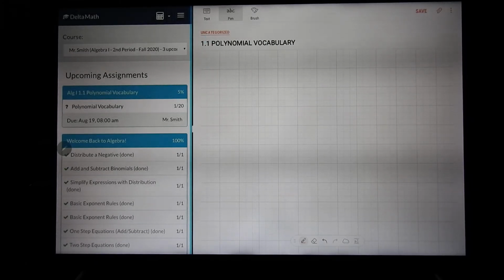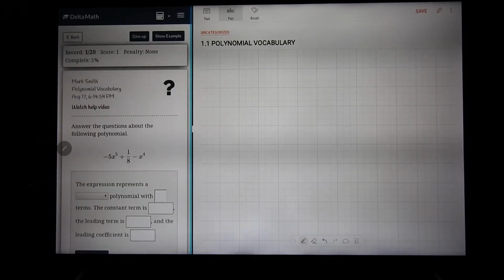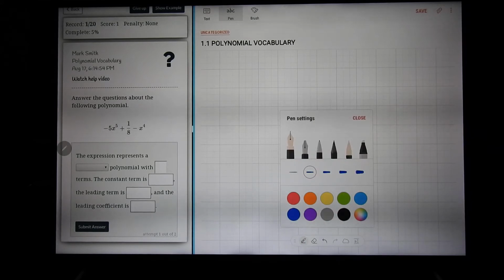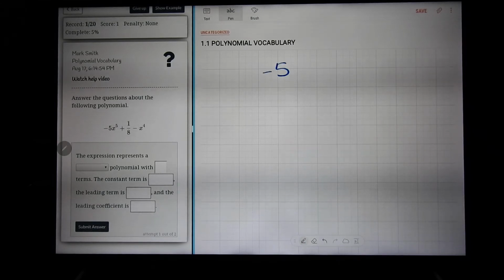Alright, so I look over here and here's my 1.1 assignment in Mr. Smith's Algebra 1 second period class. I'm going to tap on that and it gives me, naturally, a fraction, but let's look at this. It gives me negative 5x to the fifth plus 1 over 8 minus x to the fourth.